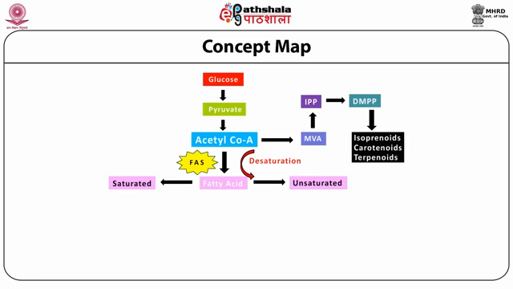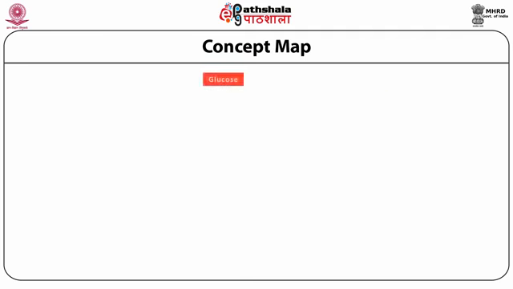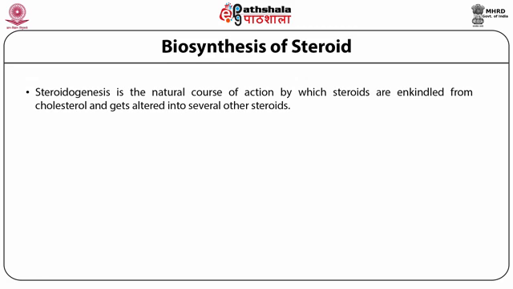Just continuing with the biosynthesis of lipid, part 2 explained these conundrums. The additional modifications in the steroid biosynthesis, especially the lanosterol, give rise to the ensuing steroidogenesis. Steroidogenesis is the natural course of action by which steroids are produced from cholesterol and get altered into several other steroids.